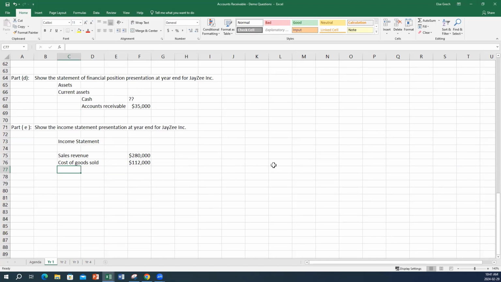And this, of course, would give us gross profit. So our gross profit is $168,000. And then we would have our operating expenses. And then we would have income from operations, etc. We don't have any of that information, but we do know that we've got the cost of goods sold and we've got the sales revenue. All right. In the next video, I'll move on to year 2.